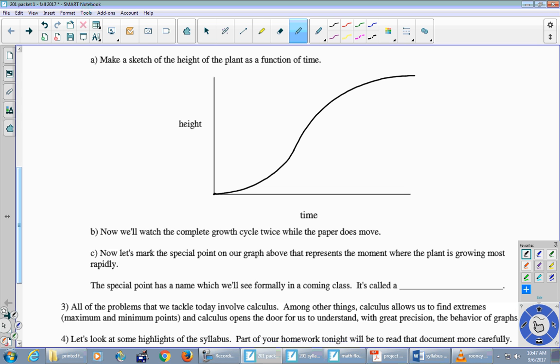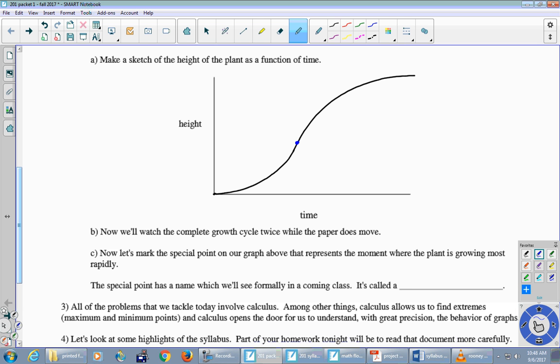Part C, it says, let's mark the special point on our graph above that represents the moment where the plant is growing most rapidly. So one moment, one single dot where the plant is growing most rapidly. Okay, and so yeah, someplace in this steepest part, for me it's somewhere around there.